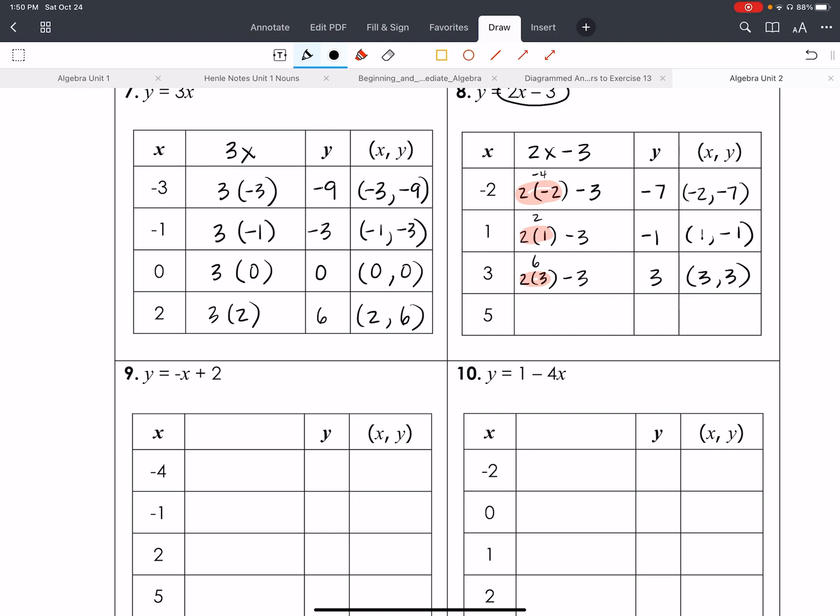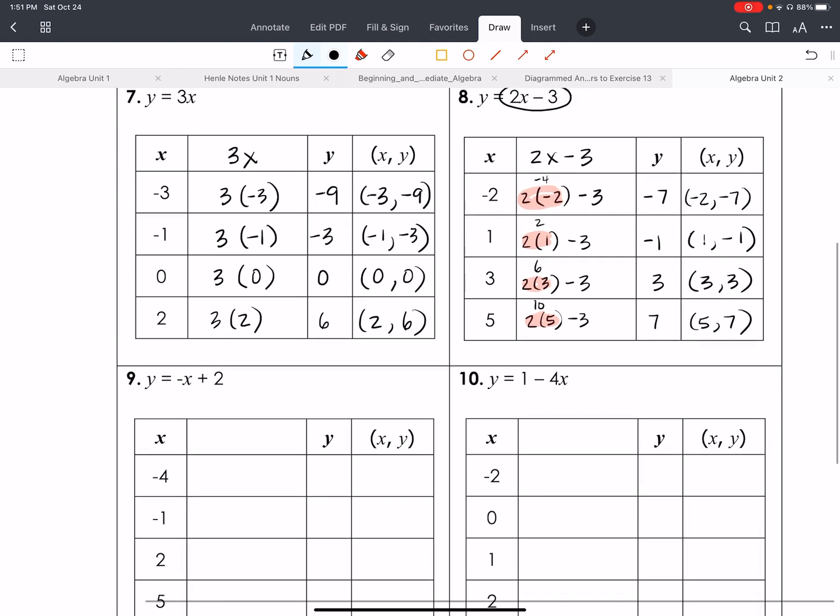And then for the last one, I'm going to replace that x with 5. So instead of 2 times x, it's 2 times 5 minus 3. And 2 times 5 is really 10. So 10 minus 3 is 7. So when my input is 5, my output is 7.